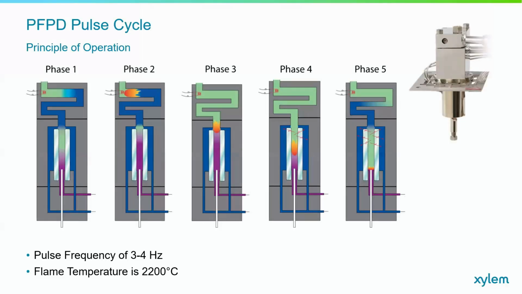So here is kind of a cross-section of the detector assembly. And now we'll go through the principle of operation and understanding the actual pulse cycle that happens inside the PFPD. We can break this pulse cycle down into 5 different phases. This slide shows a cross-section of each one of those phases, which we'll go into later. But the important thing to remember here is that we have a very high temperature flame and a pretty rapid pulsing frequency of 3 to 4 hertz.